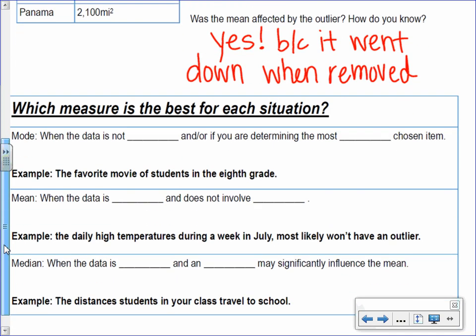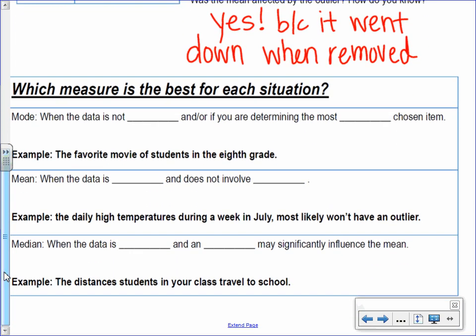All right, last little part. Which measure is the best? So sometimes you're going to be given data and you have to know what should you use: mode, mean, or median? What measure is best? And you have 3 to choose from. So, mode is best when the data is not numbers. So if the data was like, what's your favorite color, you'd want to use the mode, because if yellow showed up the most, we would know that yellow.